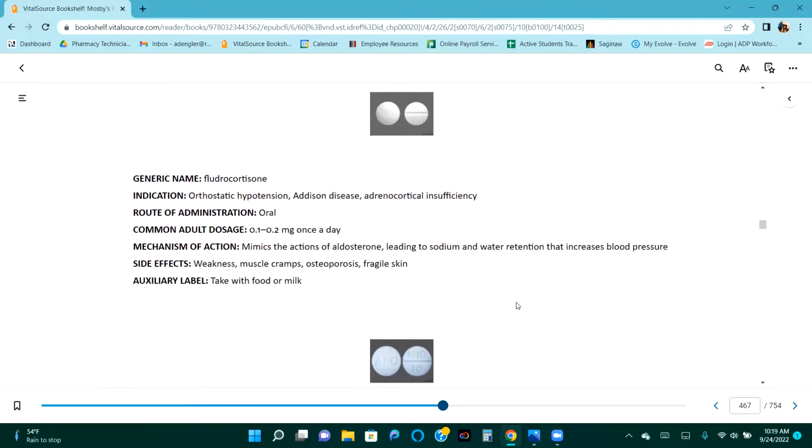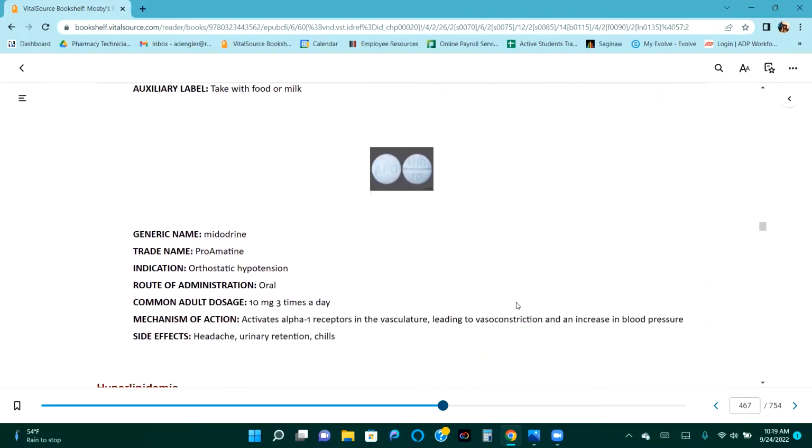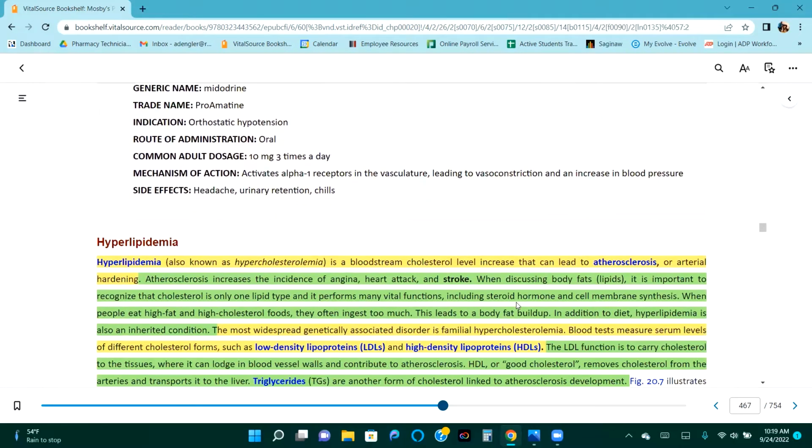Medications used for the treatment of orthostatic hypotension are fludrocortisone, midodrine.